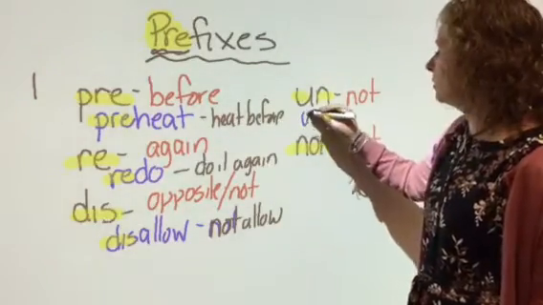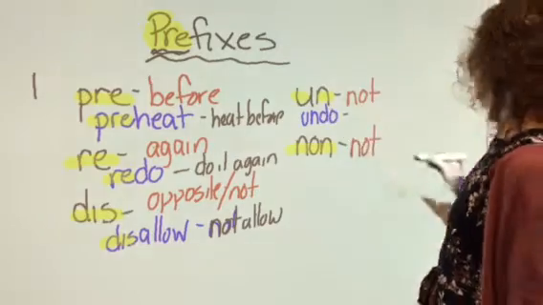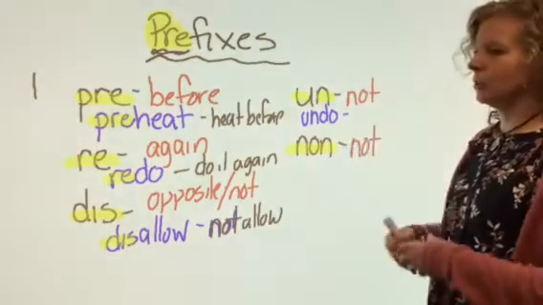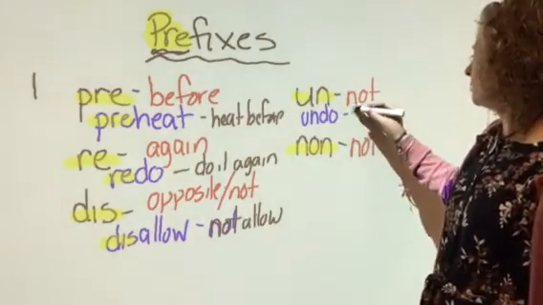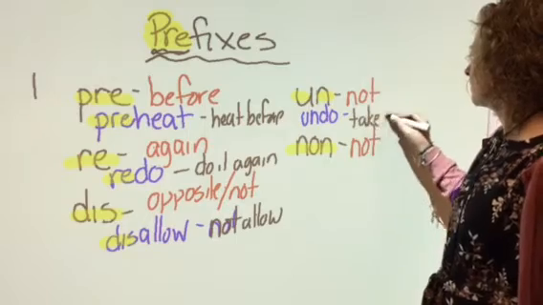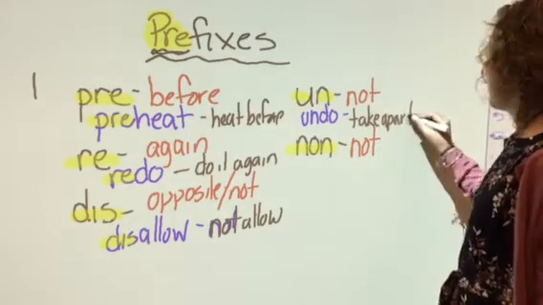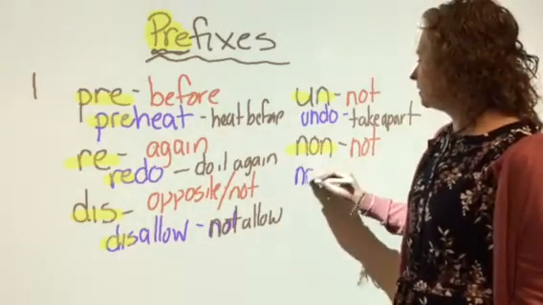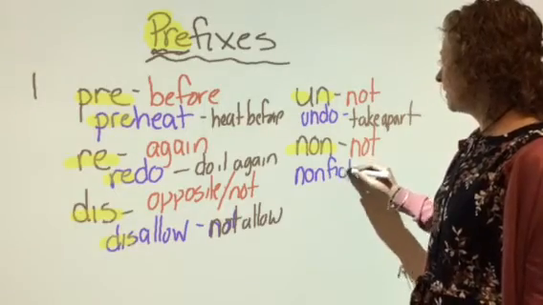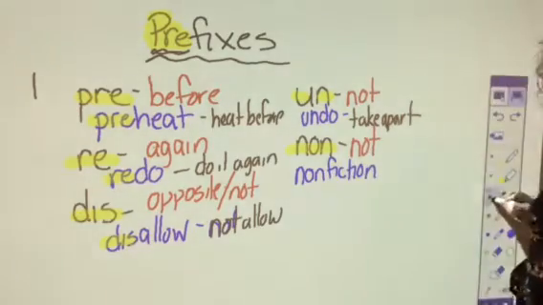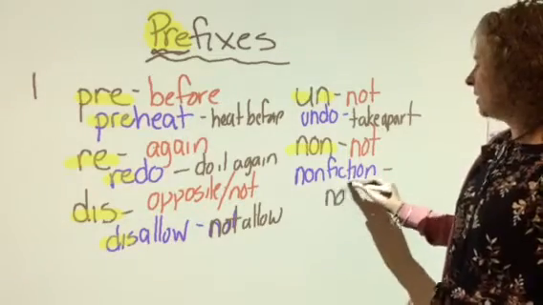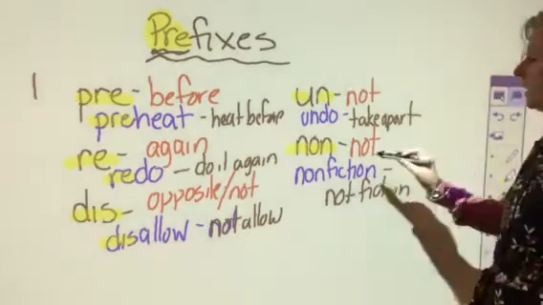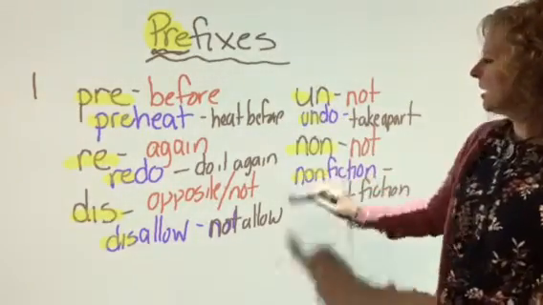We could undo something. So we could kind of take it apart. Not do it. When you undo, you take it apart. It is no longer done. Non. The most common word for this one, honestly, that I always think of is nonfiction. It is not fiction. It is not fake. It's real.